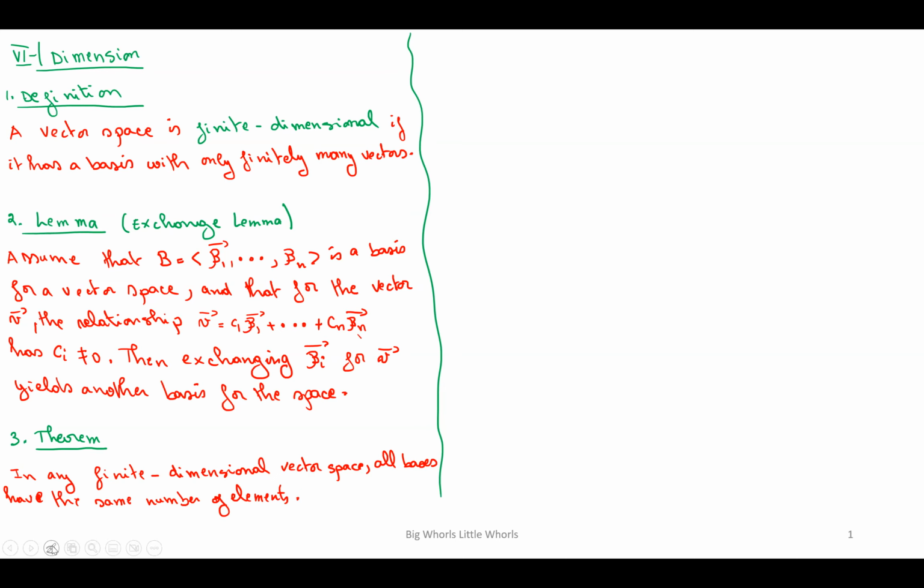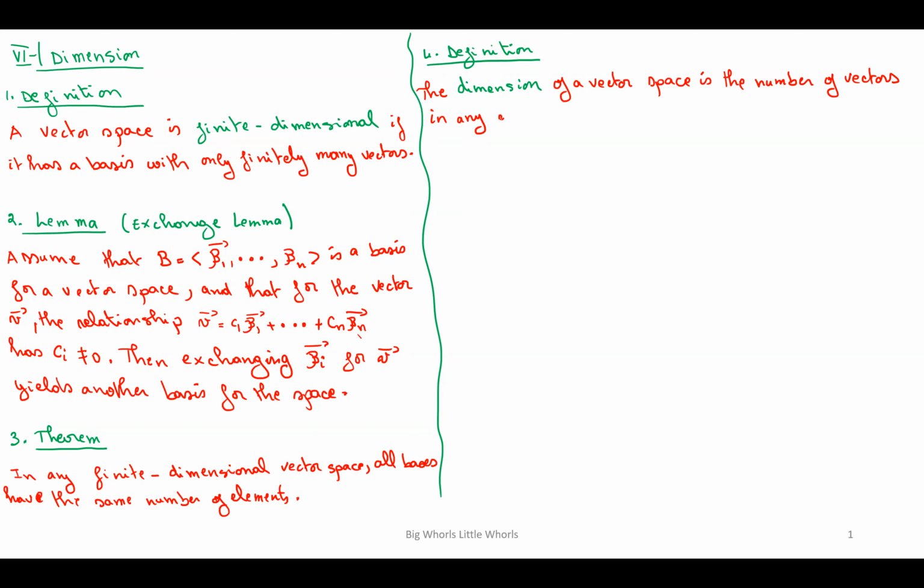So, number 4, definition. The dimension of a vector space is the number of vectors in any of its bases.